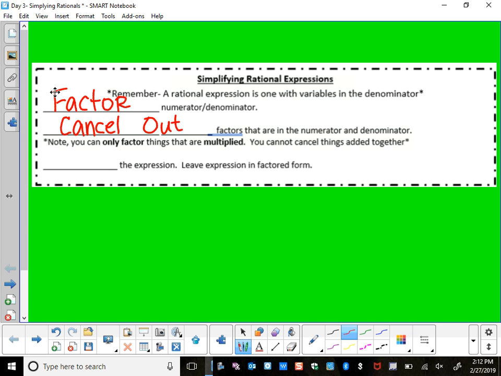Note, you can only cancel things that are multiplied. You cannot cancel things added together. And lastly, we want to simplify the expression and leave the expression in factored form.